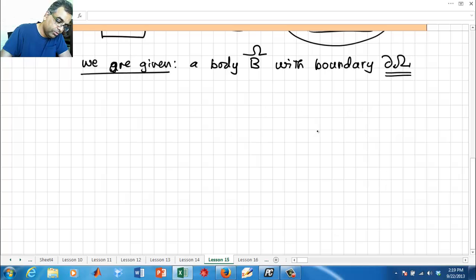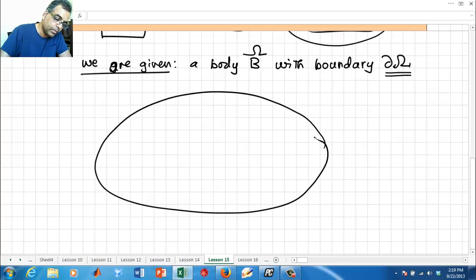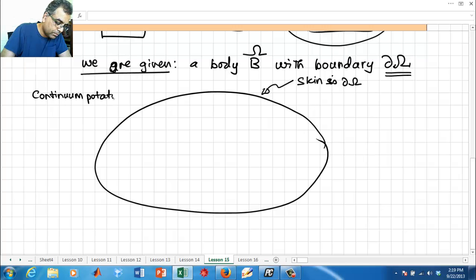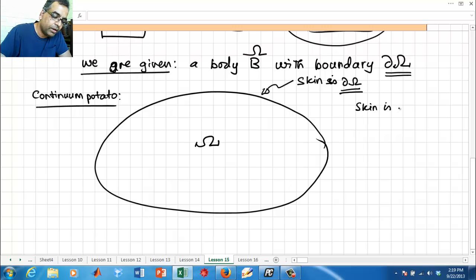So I'm going to draw it like a potato. So big potato, this is the skin. So it's called a continuum potato. Technically, you will see that in many books. The skin is the boundary and the interior is the flesh of the potato and that will be called omega. The skin is different from the inside.